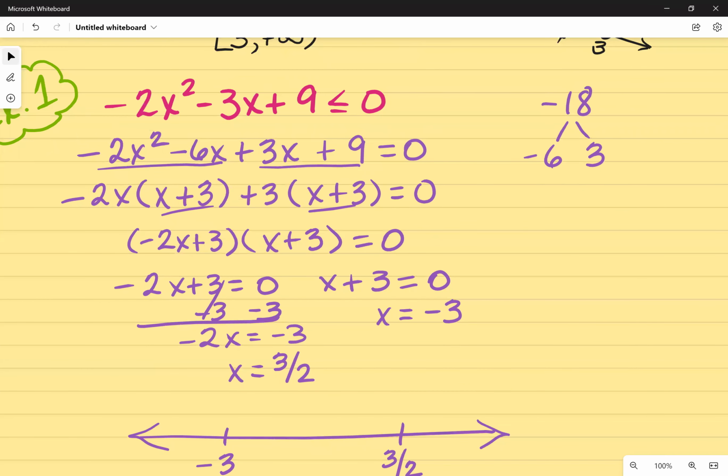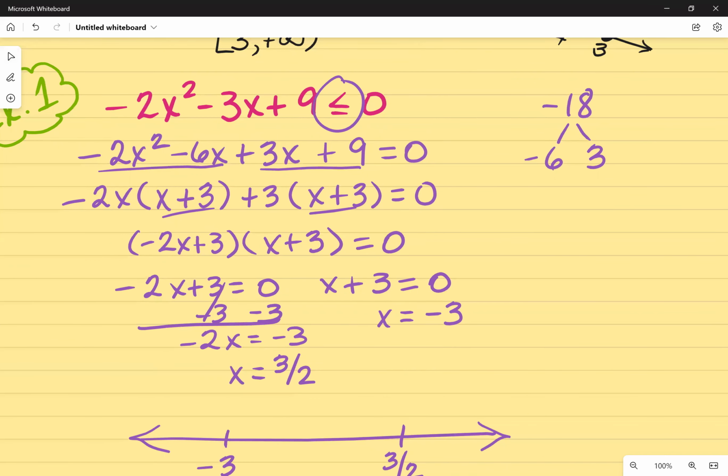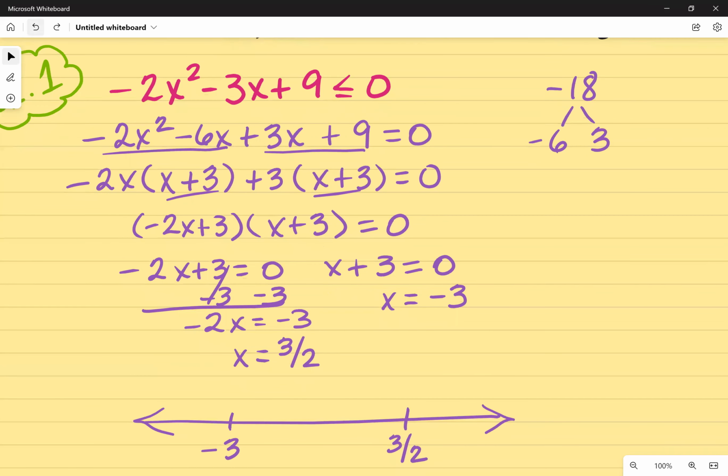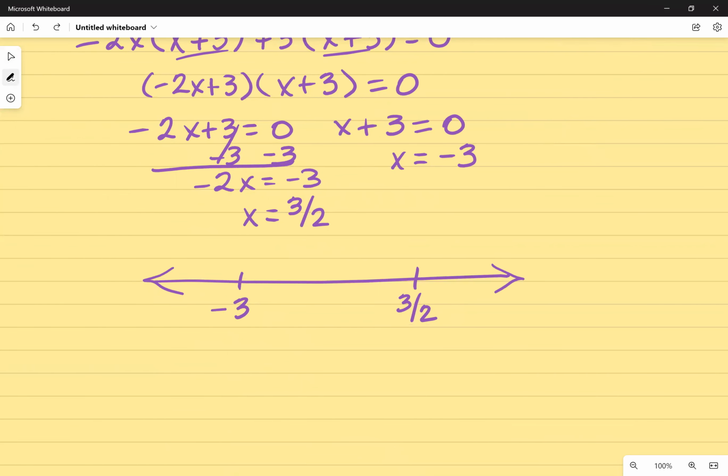Going back to my original problem, you want to pay attention to your inequality. If it has the equal portion under the less than or greater than sign, you would need to have a closed circle. So that's what we're going to do. We're going to close the circle on negative 3 and on 3/2.